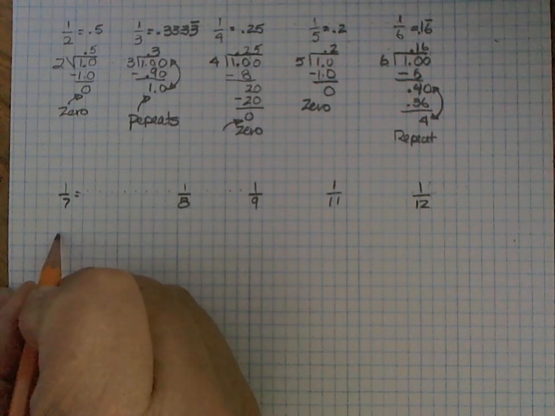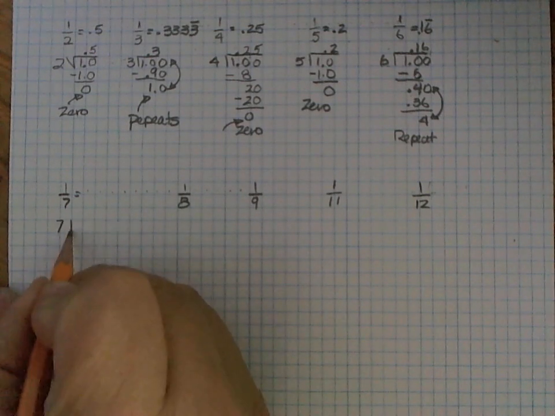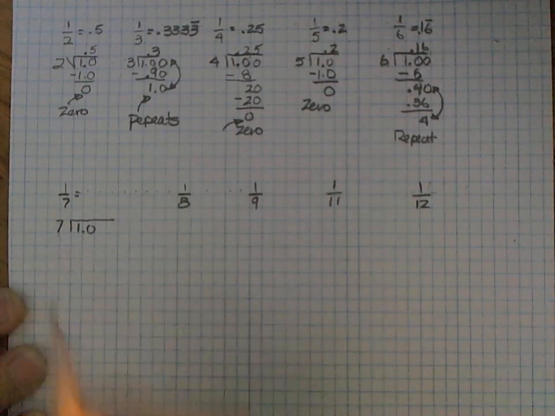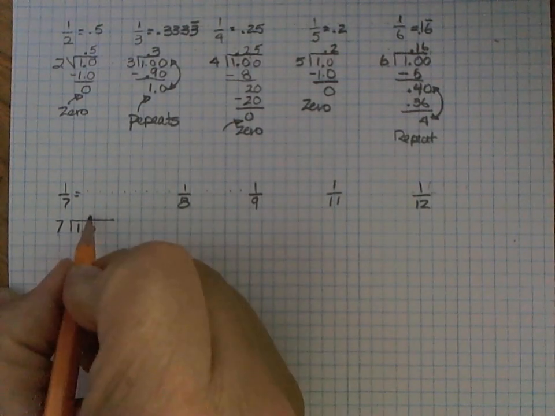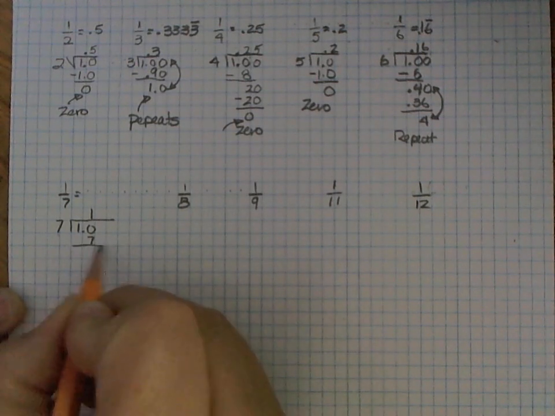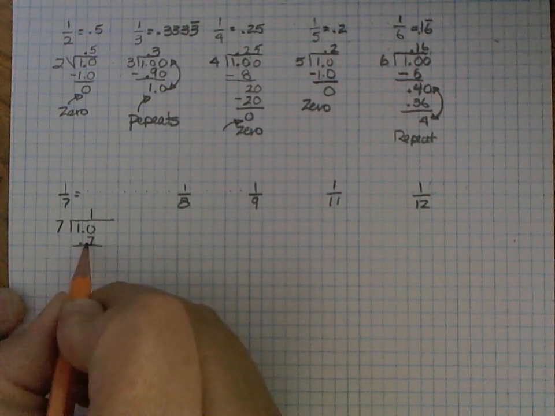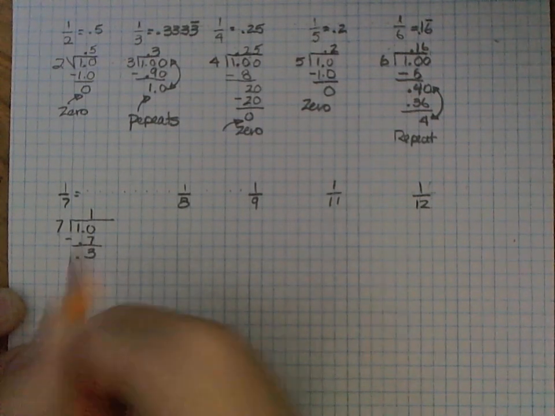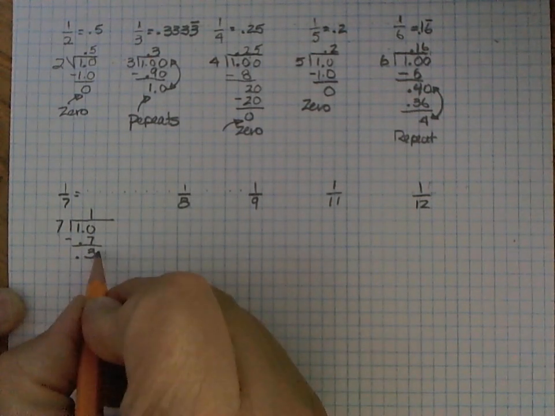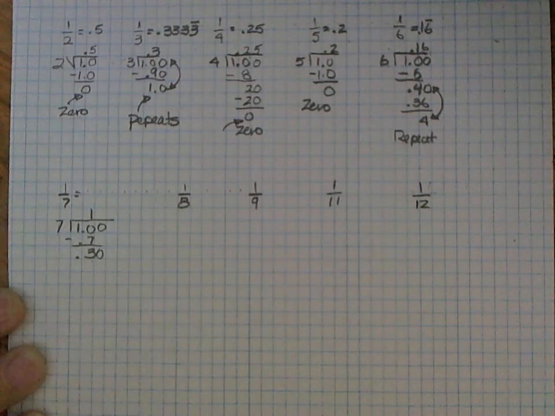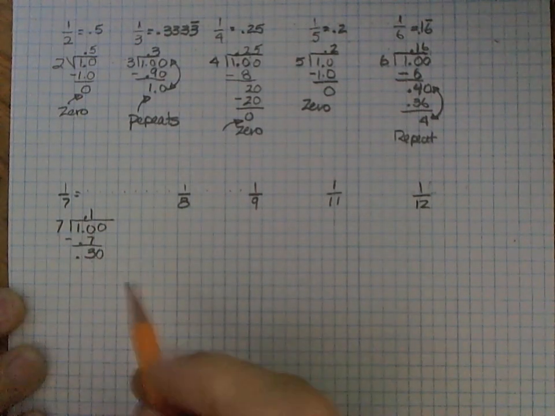So I'm going to take 7, and I'm going to divide it into 1. Well, it won't go, but it will go into 10. It'll go into 10 one time, so 1 times 7 will give me 7. I subtract it, and I get a 3. Well, 7 won't go into 3, so I'm going to add another 0, so it gives me another place here. Let me put my decimal right there as well.